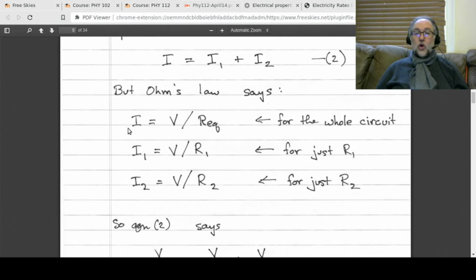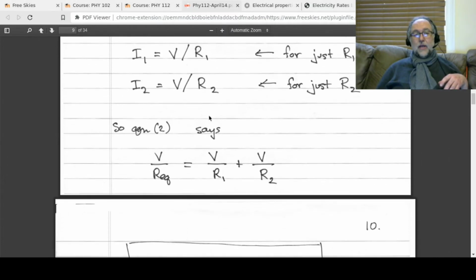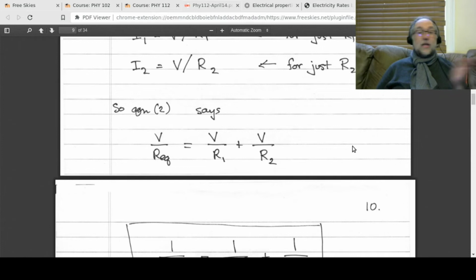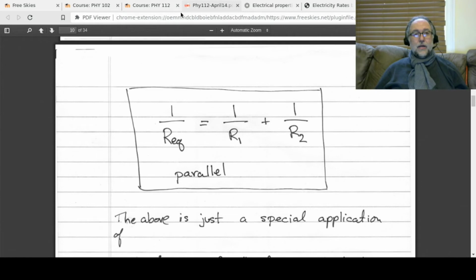So we have the total current is equal to the total potential divided by the equivalent resistance. But for resistor number one, I1 is equal to V over R1. That's Ohm's law applied just to that one. And for resistor 2, applying Ohm's law to just that one, I2 is equal to V over R2. Now we have this equation here, number 2. Let's plug in for the I's there, and we've eliminated the I's. Now we have them in terms of V. The V's are all the same, they divide out, and ta-da! You get the formula for the effective resistance when the resistors are in parallel.